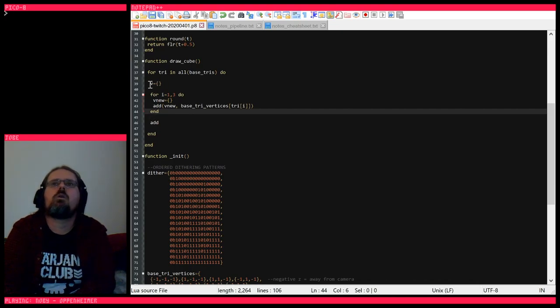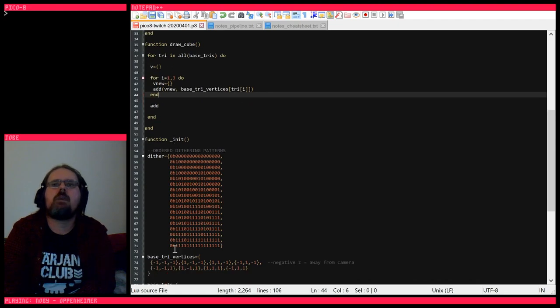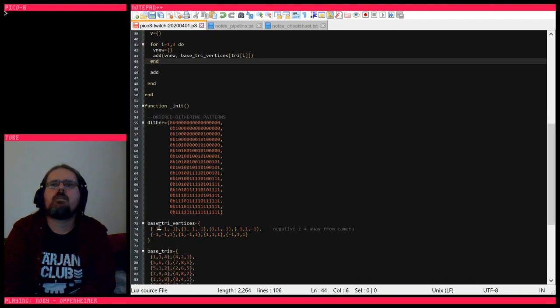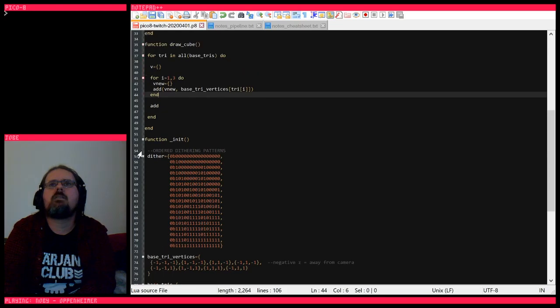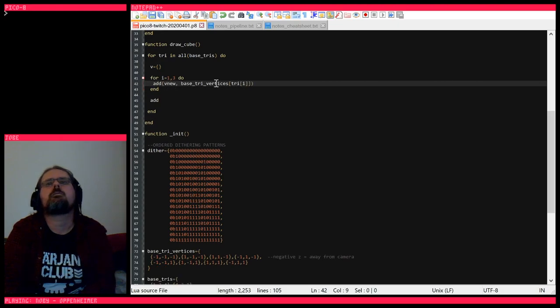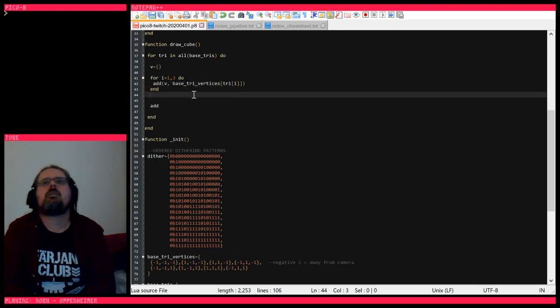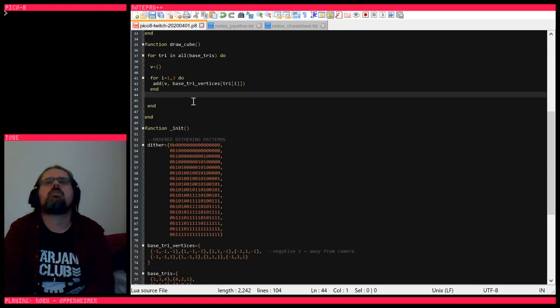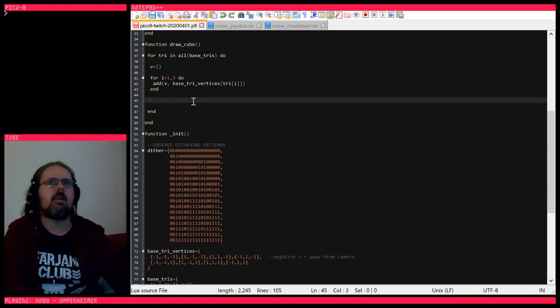Okay, so because these base tries are references to here, we don't do anything with them. We need to add to the triangle. Oh yeah, we don't need this, so obviously we're just gonna add them here, so then we should have our three-dimensional triangle vertices in array V now.